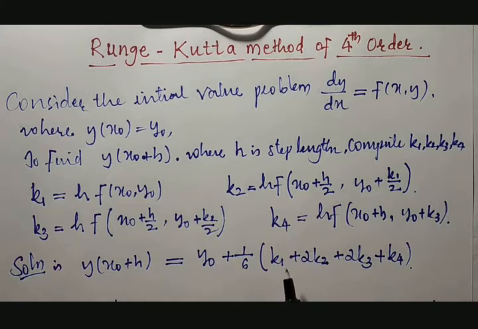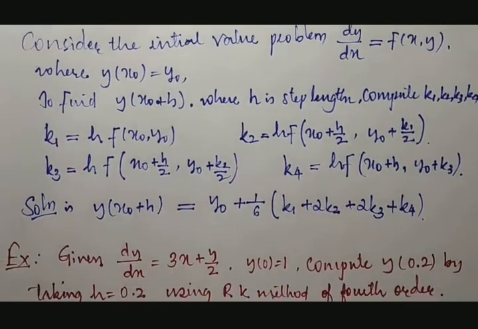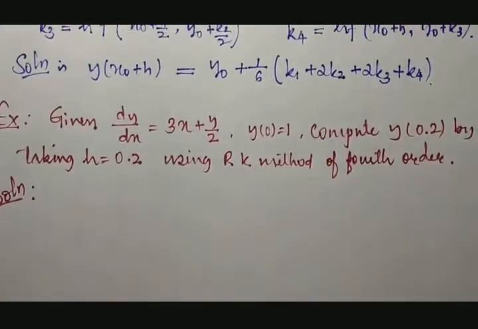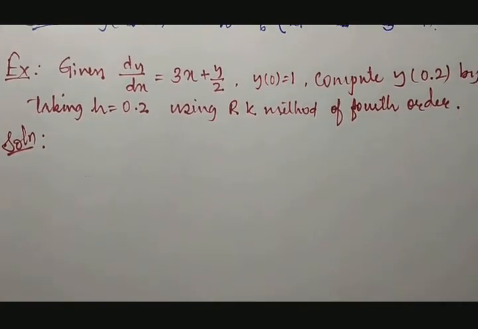It is because we can see k1 plus 2 times k2 plus 2 times k3 plus 1 times k4, means 1k, 2k, so 3k plus 2k, 5k plus 1k, 6k. So 6k divided by 6 will be its average. That average, if it is added to the initial value of y, that is y naught, then we will obtain its next result. Okay, so that is the meaning of this method. So let us take one example to obtain its numerical solution.